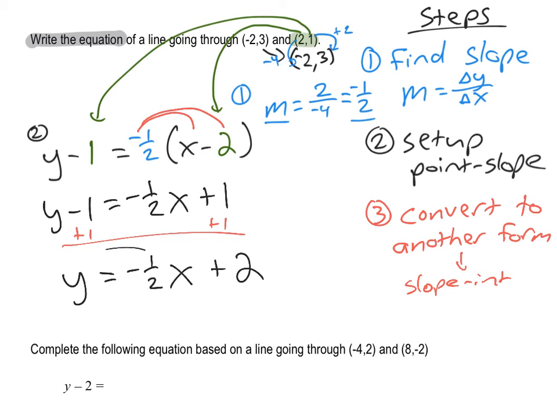Now, what can we see? We now can see the y-intercept is 2. Up here, it does not show us at all what the y-intercept is. This form does not show us, but this does.